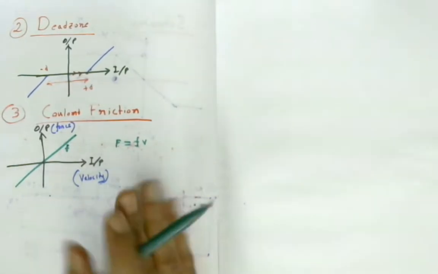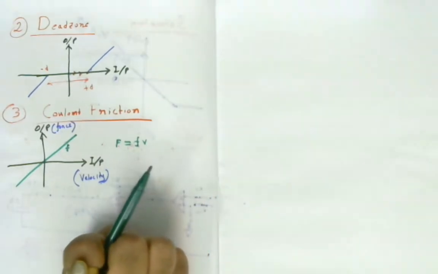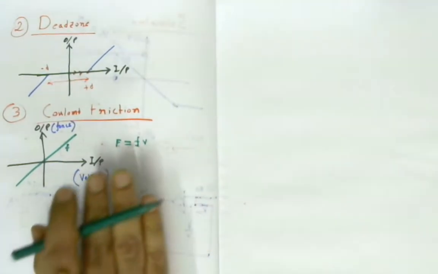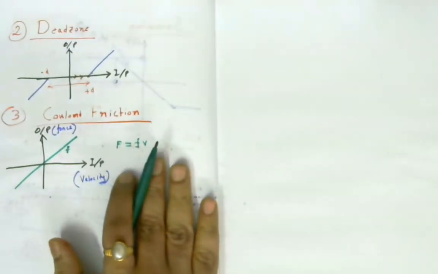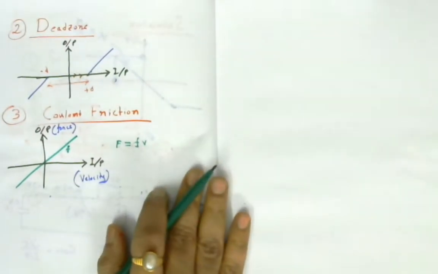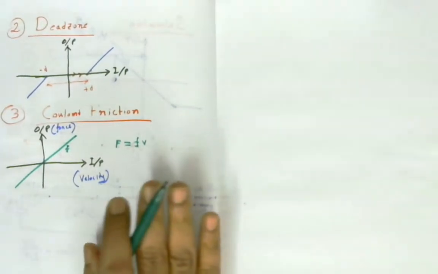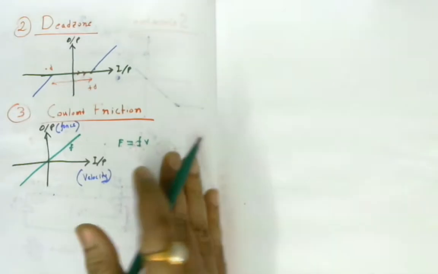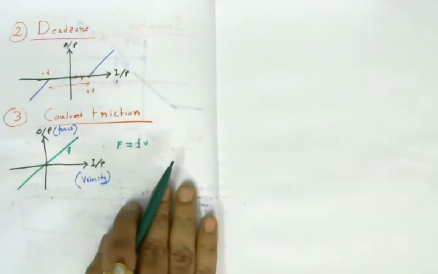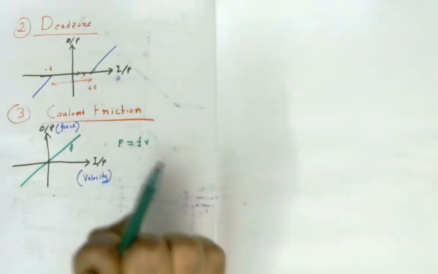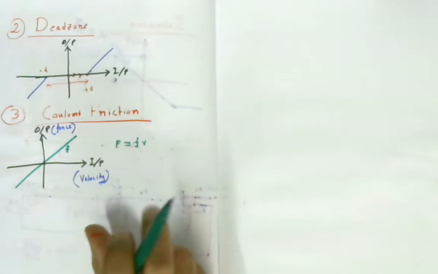And you know that whenever you try to move any block on a surface, there must be a restriction between the surface of the block and the surface it is placed on, say the table. Then there are two contact surfaces: the bottom of the block and the top of the table. Now, whenever you try to move the block on the table, there must be an opposing force.